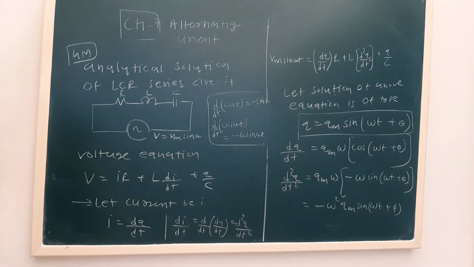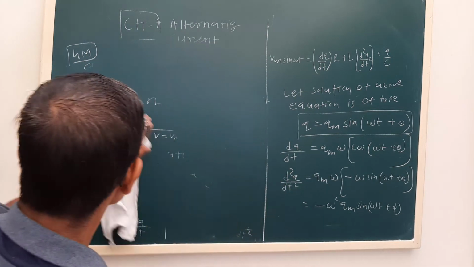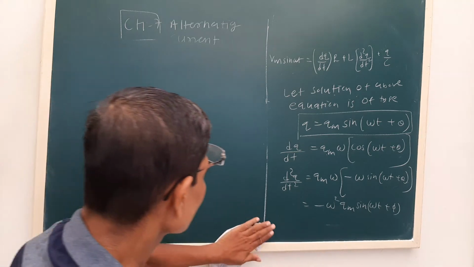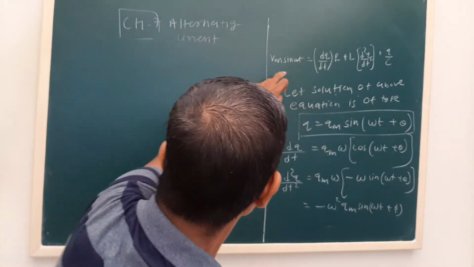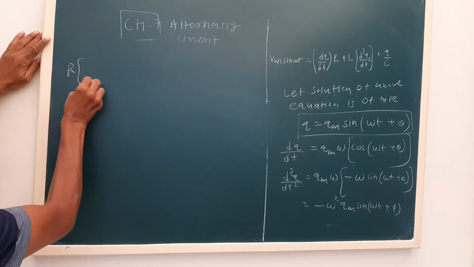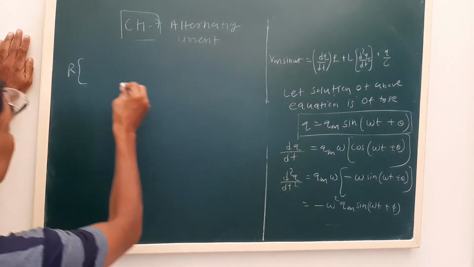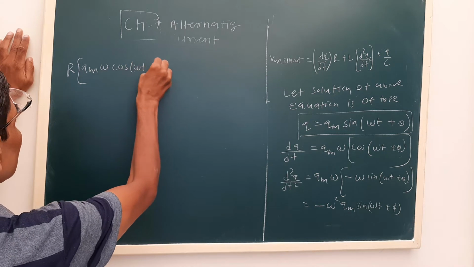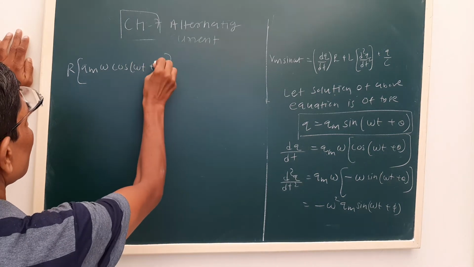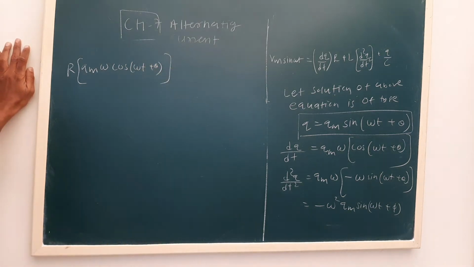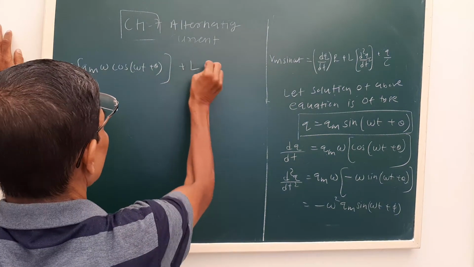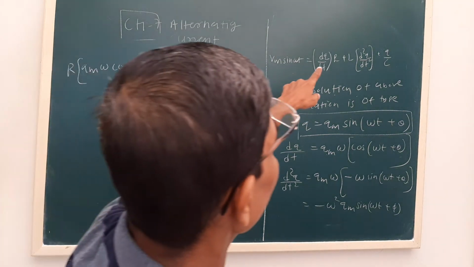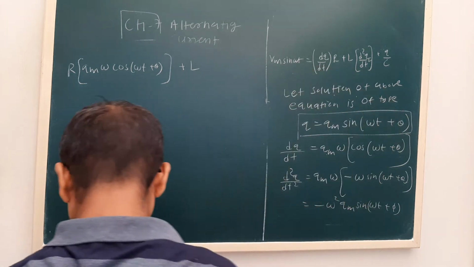Now we substitute these values in our equation. This is R into dq by dt, and dq by dt is qm omega cos (omega t plus phi), plus L d square q by dt square.